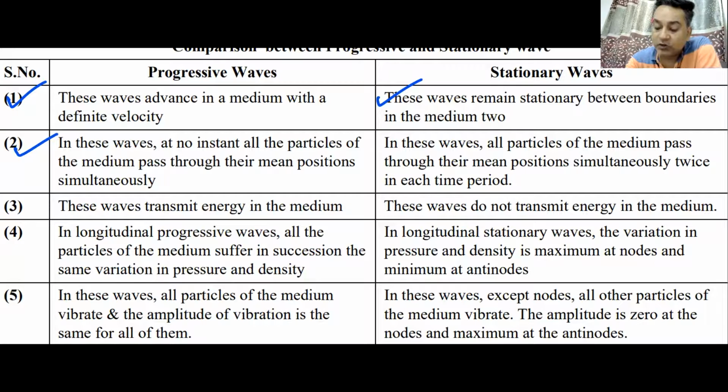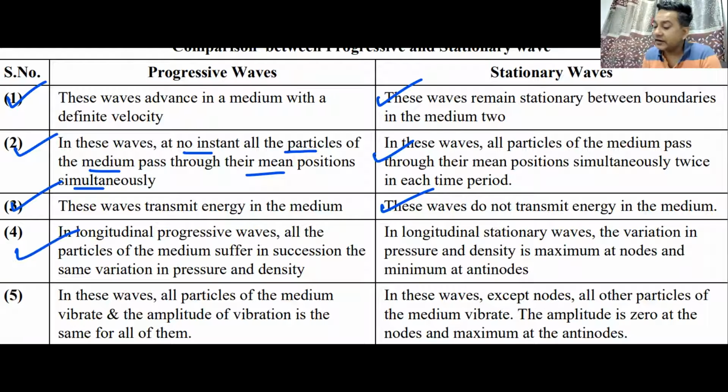at no instant do all particles of the medium pass through their mean position. All particles are performing their own SHMs. But here in stationary waves, 2 times in one cycle, 2 times in one time period, all the particles simultaneously will cross their mean position. Do we understand this? In progressive wave energy is transferred, in stationary wave energy is not transferred.